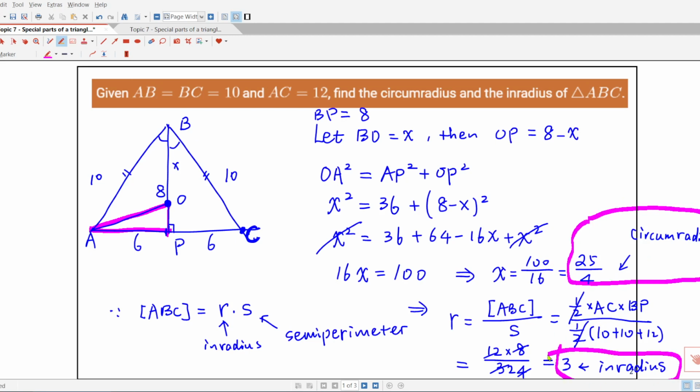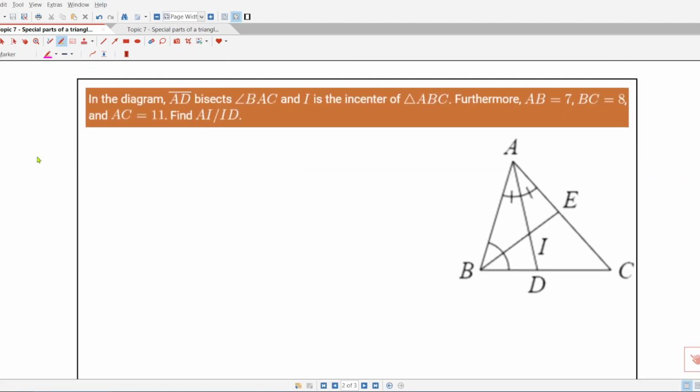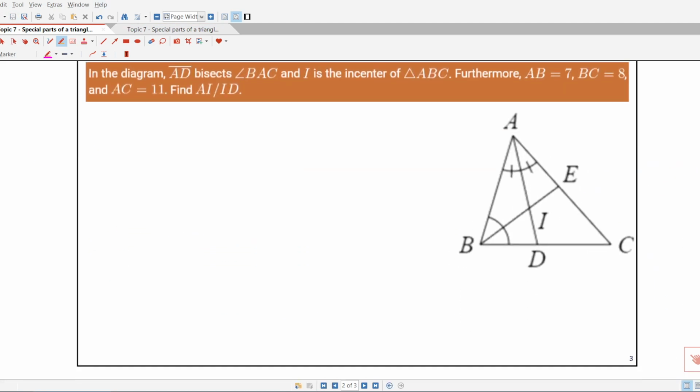Any questions? Okay, please note that this formula is very important. Alright, if no questions, let's have a look at the next one. Again, this time the diagram is given to us, so that lowers the difficulty level of that question.